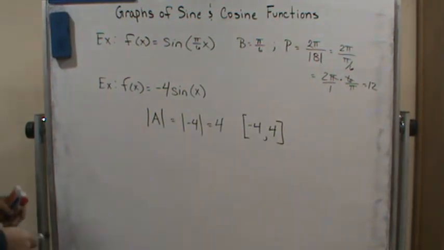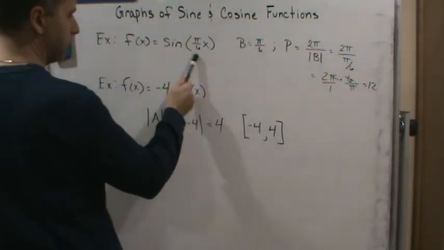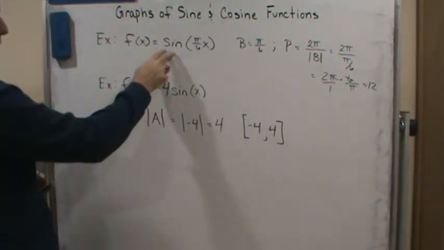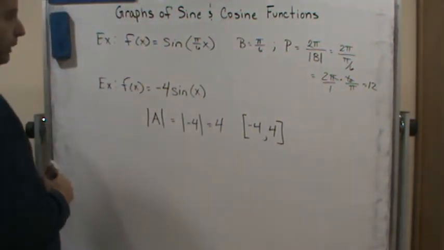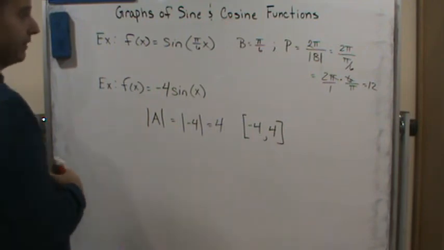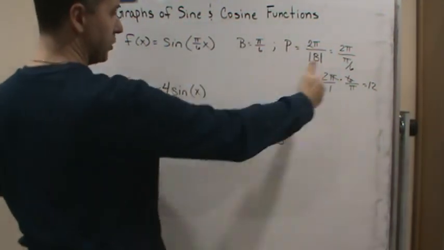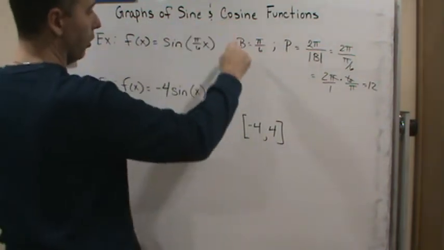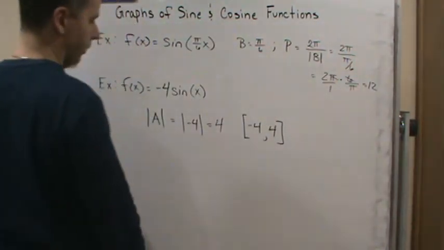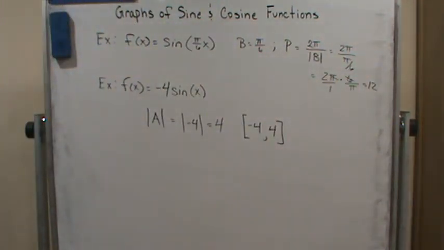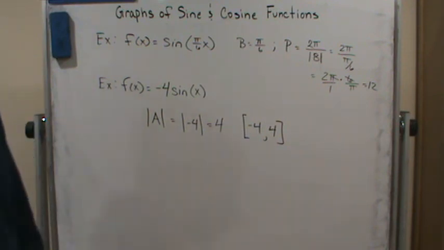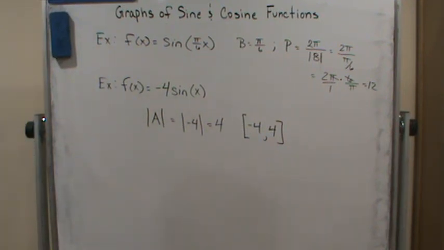Okay, and incidentally, this amplitude is 1, right? So this one bounces back and forth between 1 and -1, but it's going to be stretched out. So it goes slow, right? You've got a long period. Okay, that's it. It's that easy. Just make sure you know your period is 2 pi over the absolute value of b, and your amplitude is the absolute value of a.